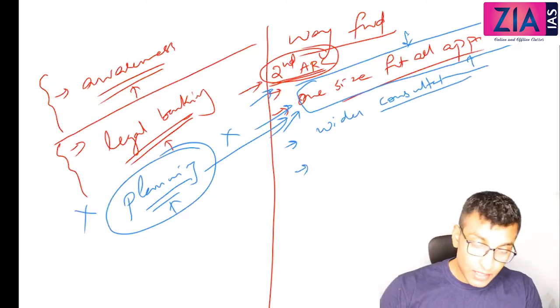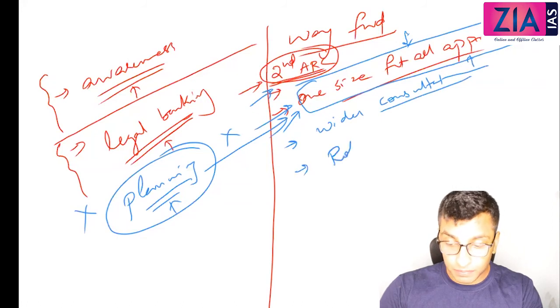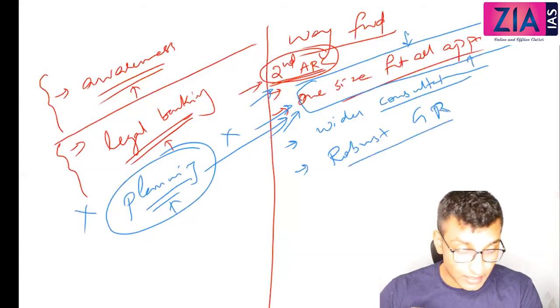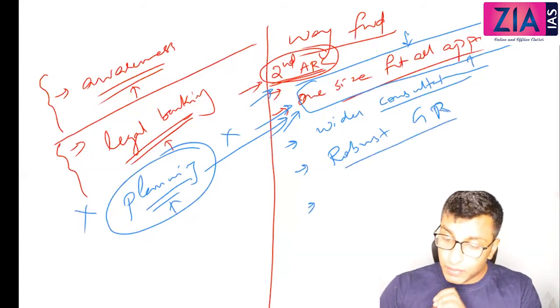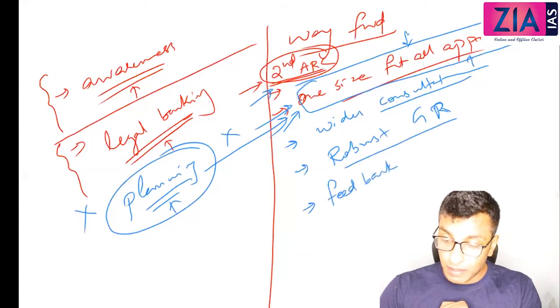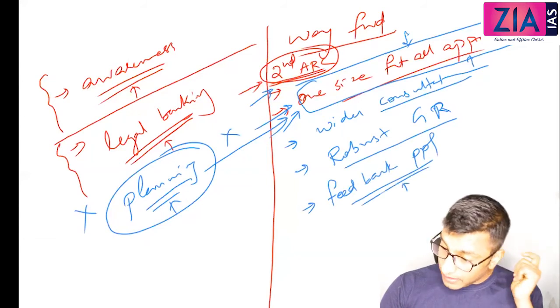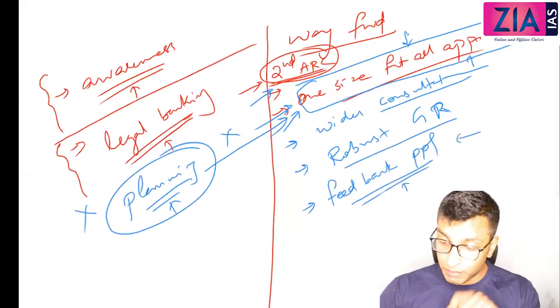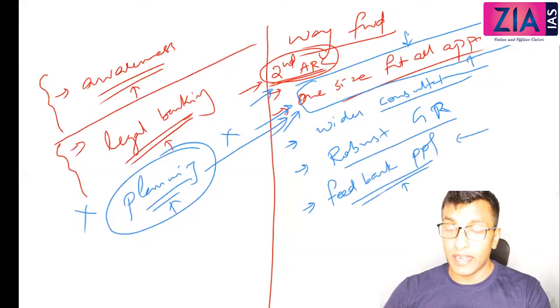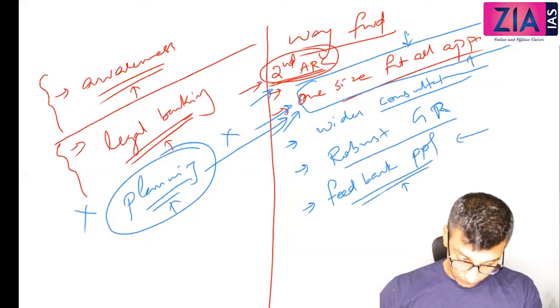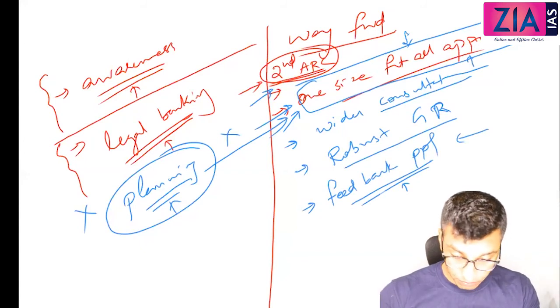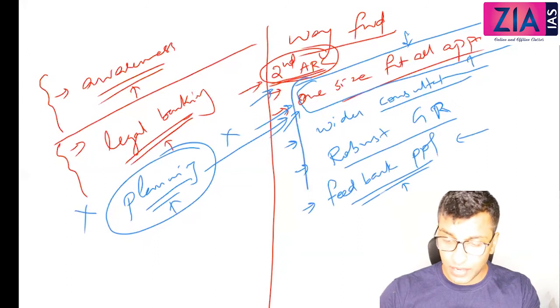What is that? There should be a proper, robust grievance redressal. So there has to be a proper grievance redressal mechanism, and you should be always seeking the feedback from the people. So you can have a feedback box in the office, right? And you should get the feedback from the people, and based on that you can innovate and improve upon.